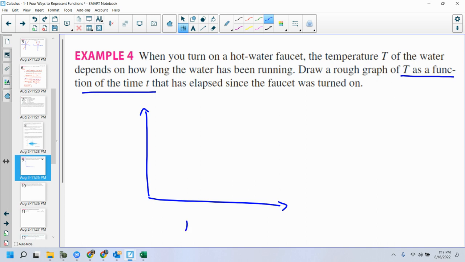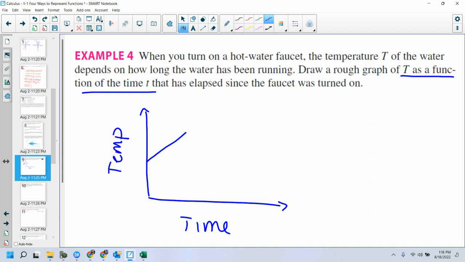So this is time. As time moves onward, what's going to happen to the temperature of the water? You turn the faucet on. What's going to happen to the temperature? It's going to increase. Now, does the water automatically come out hot right away? No, it takes a while to get there. So I don't know what temperature we're starting at. It's probably not 0, so we'll just say it's somewhere up here. It's going to increase. And then at some point, is the water going to continually get hotter and hotter forever and ever?